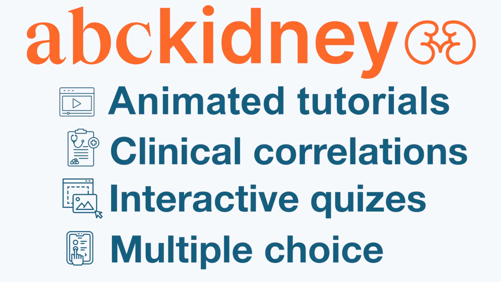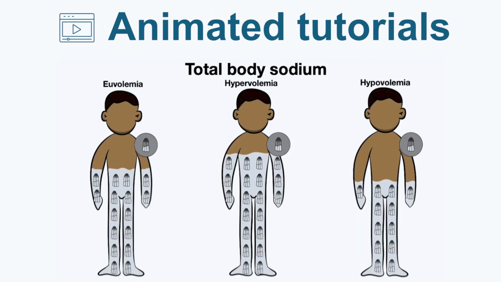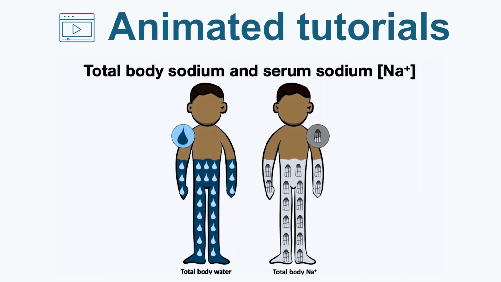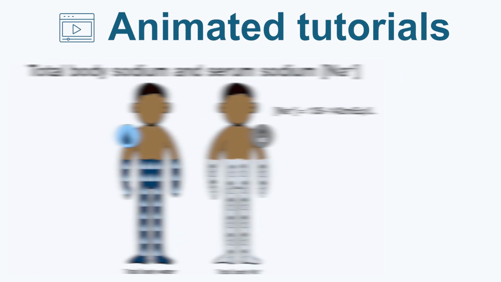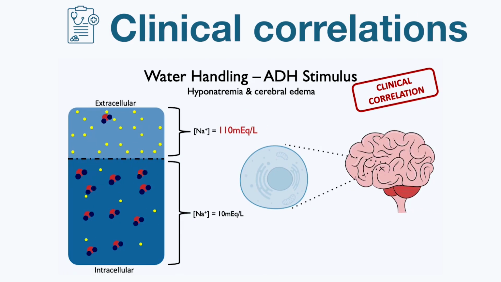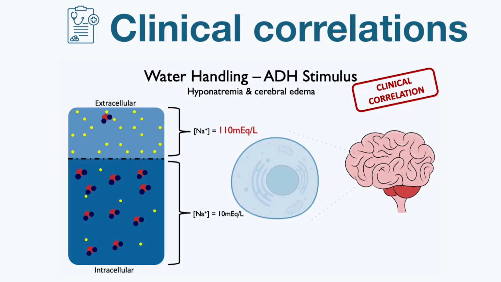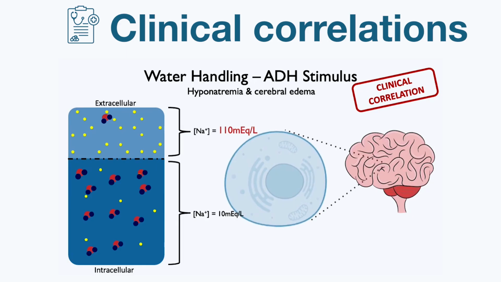Each ABC Kidney module is thoughtfully structured into 4 key components. 1. An animated tutorial. Each topic begins with an engaging animated physiology tutorial. 2. Clinical correlations. Every module includes clinically relevant vignettes that connect basic physiology to real-world patient care.